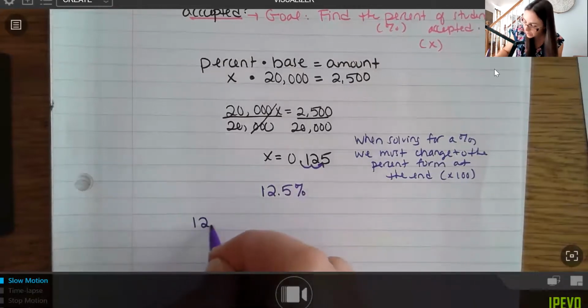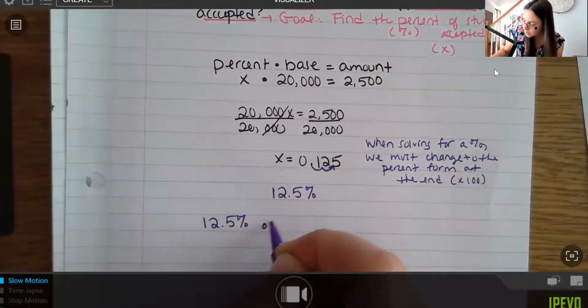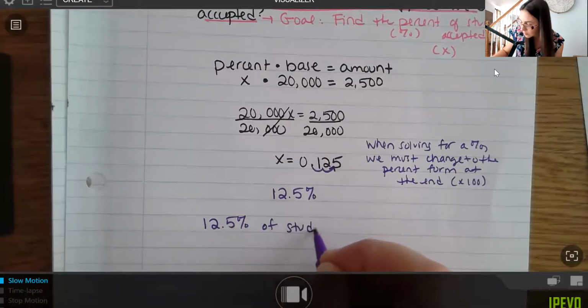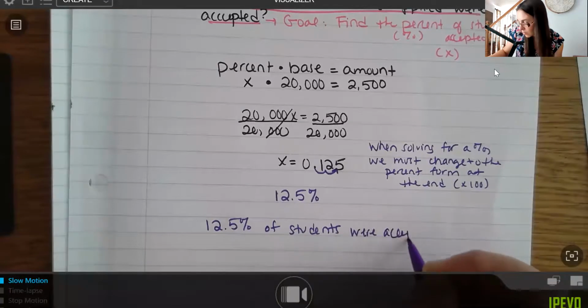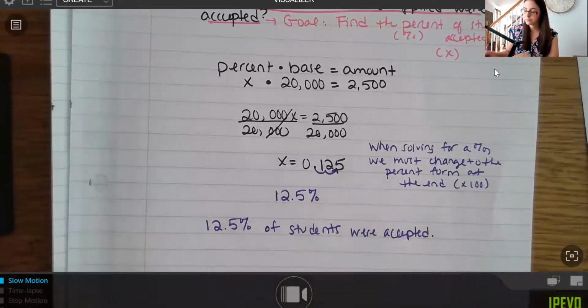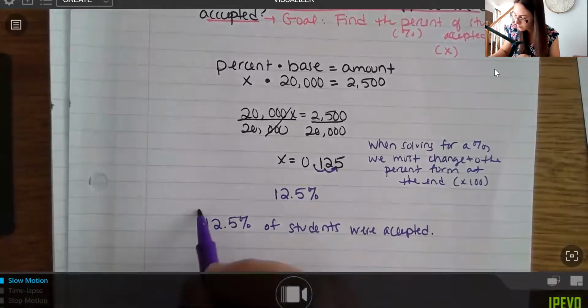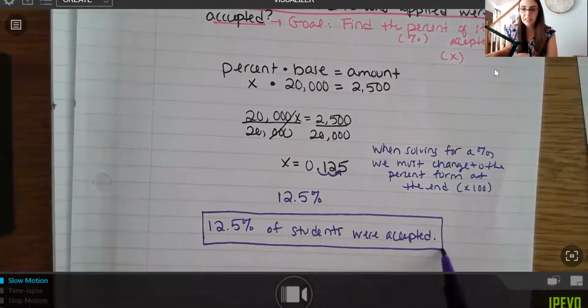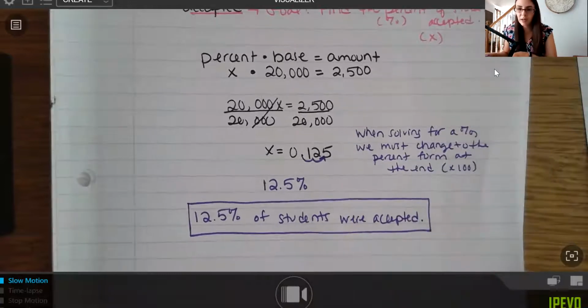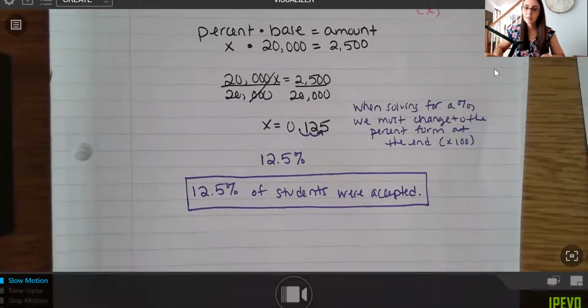So 12.5% of students were accepted. So not a huge amount. I mean, still a decent chance to get in, right? But not a huge amount. That's a pretty competitive school if they're only accepting about 12.5% of the students who applied.